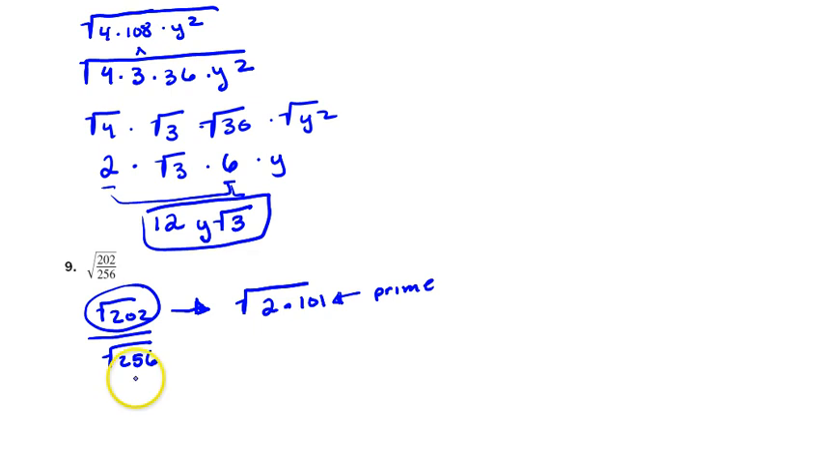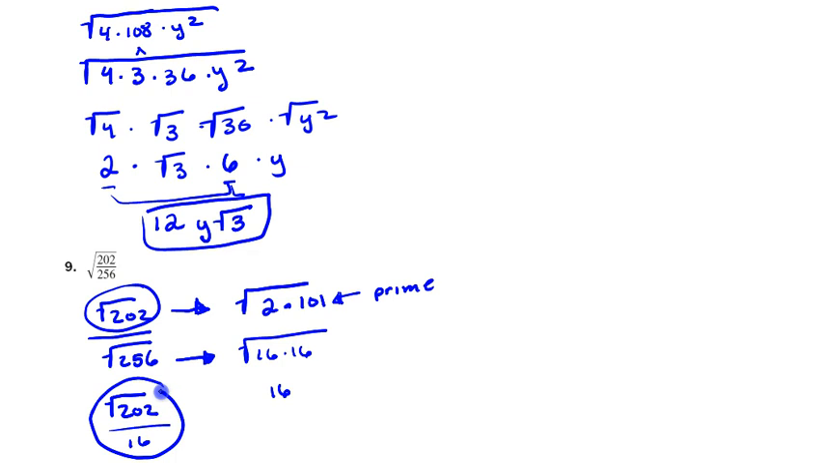I can't simplify this. But I know that the square root of 256 is 16 times 16, or just 16. So I can rewrite my expression as the square root of 202 over 16, and this would be the simplified version of this expression.